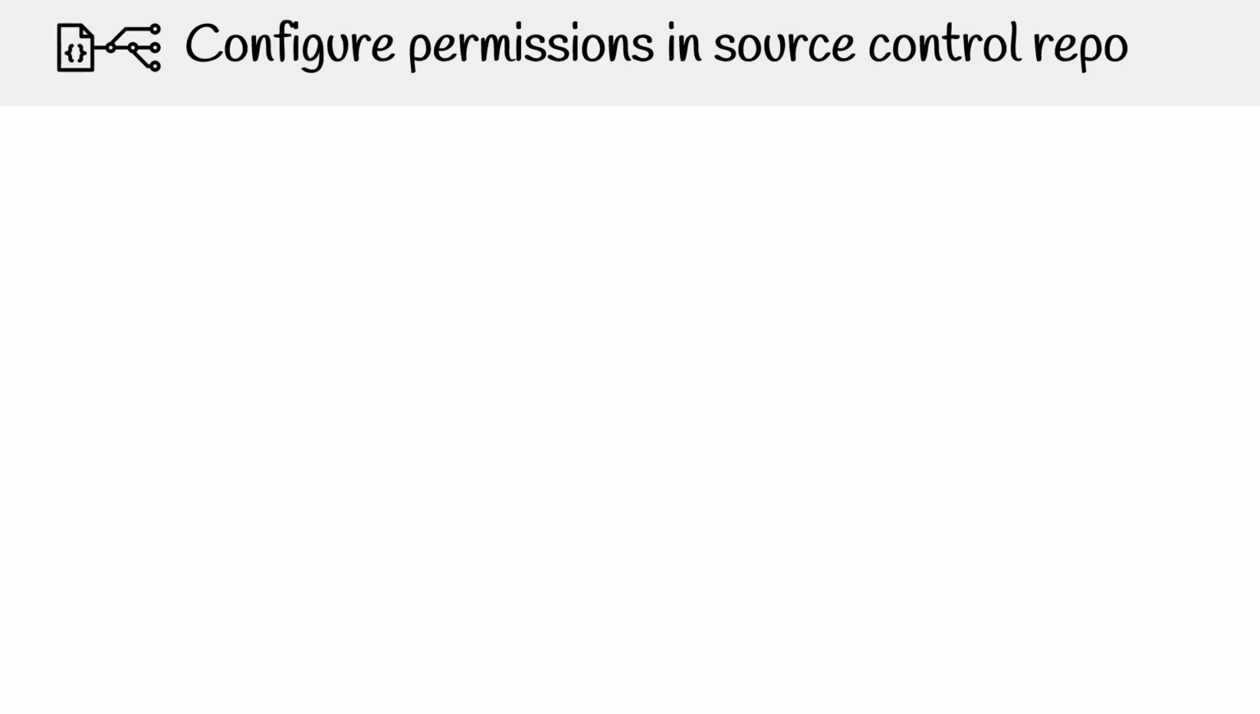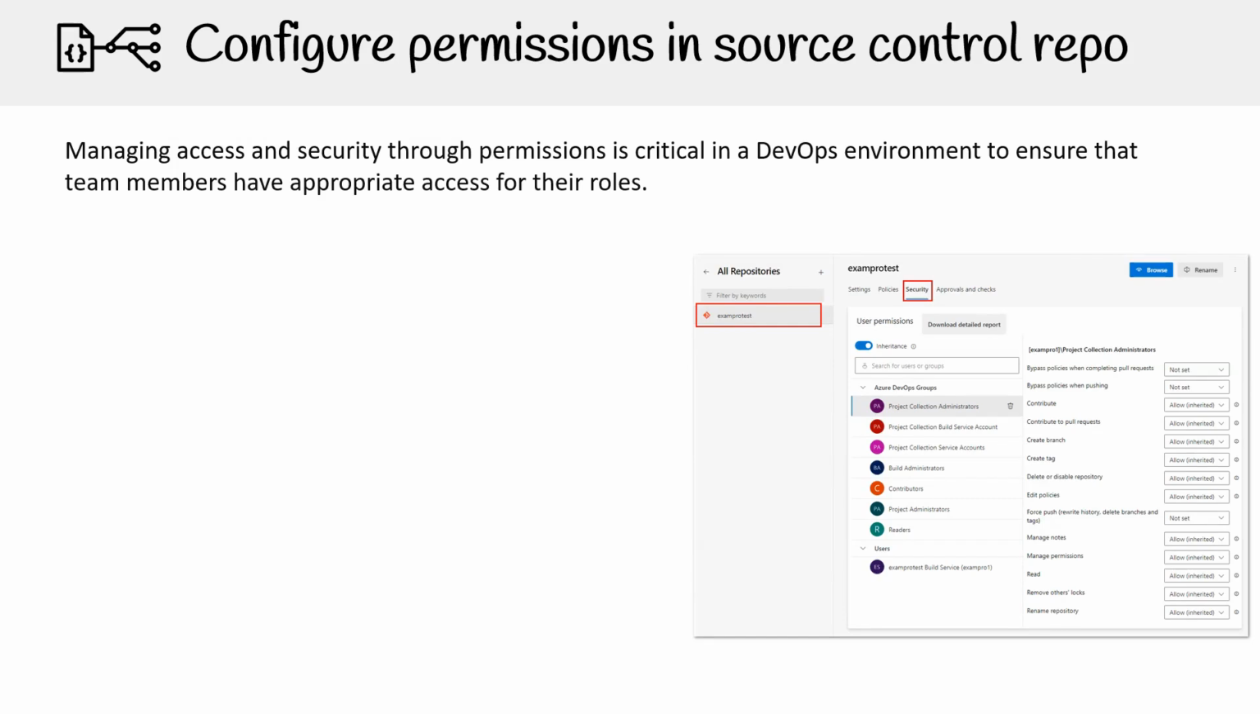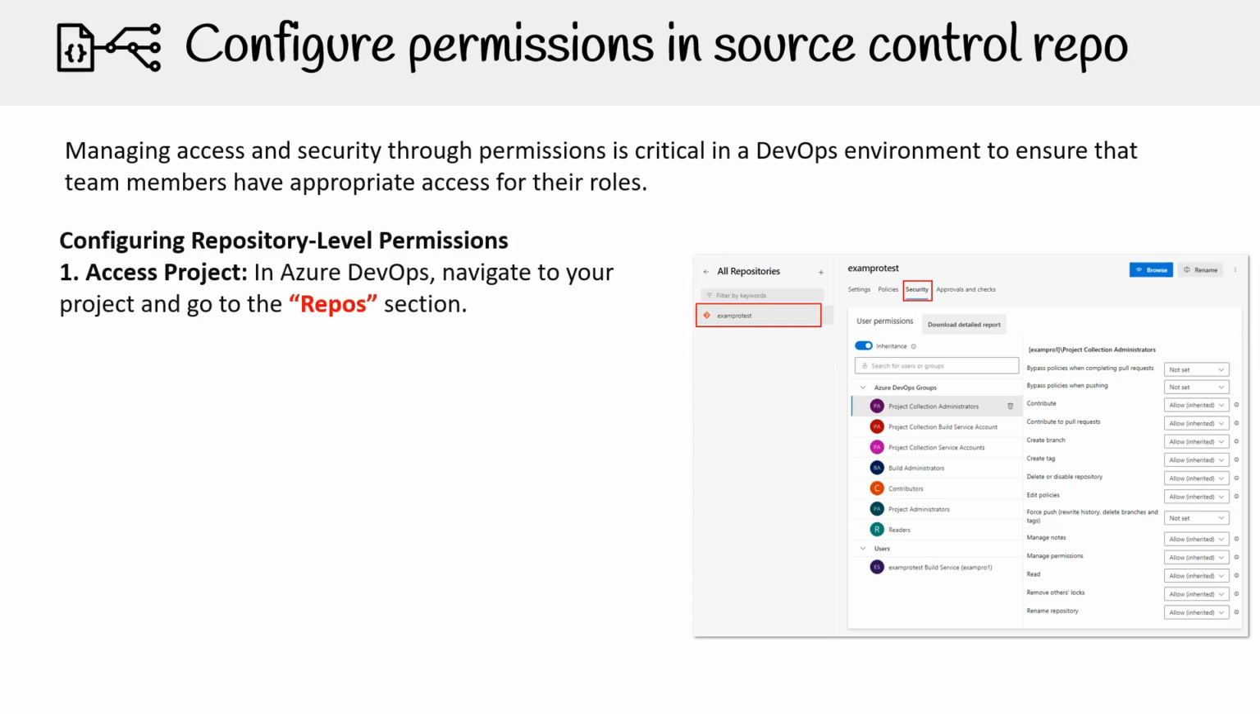The next thing we'll be covering is configuring the permissions in source control repo. Managing access and security through permissions is critical in a DevOps environment to ensure that team members have appropriate access for their roles.